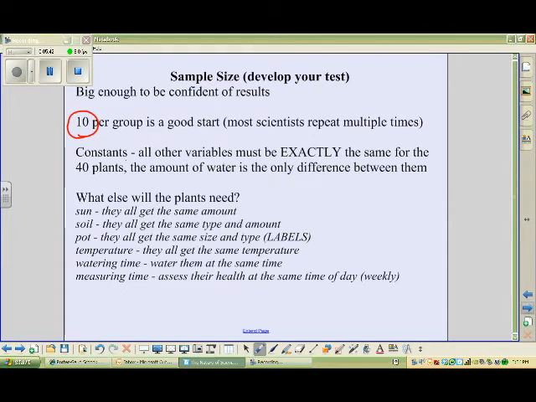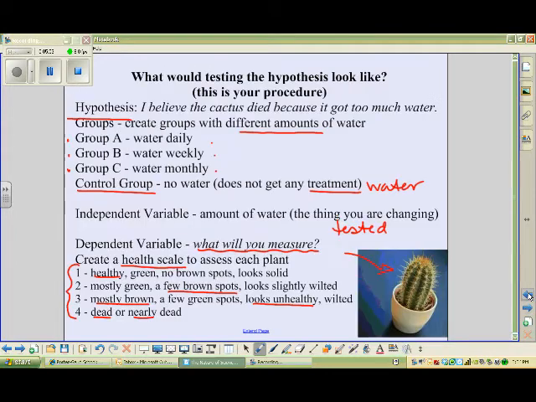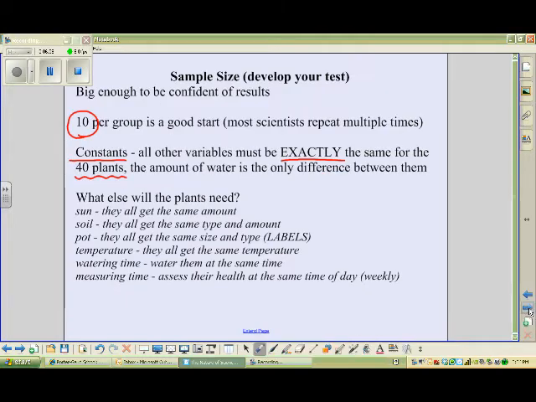So other than our independent and dependent variables, we also need to consider what are the constants in our experiment, the things that are going to be exactly the same for our 40 plants. So you say 40 plants, what are you talking about? So if you go back here and you look, Group A is going to have 10 plants, Group B, 10 plants, Group C, 10 plants, and then there will also be 10 in the control group. So there is our 40 plants.